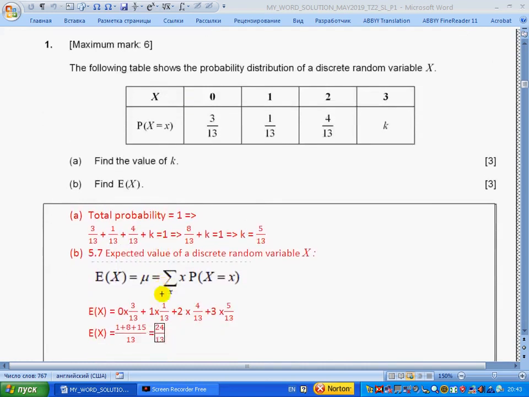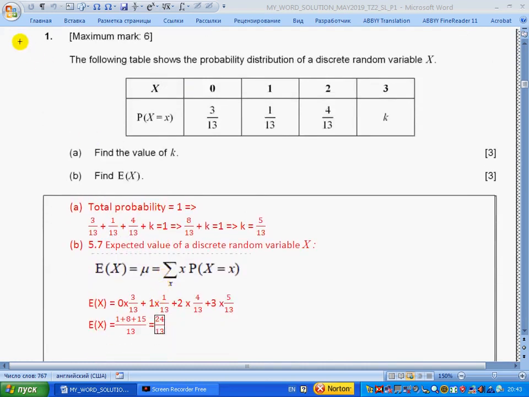Section A, question 1. The following table shows the probability distribution of a discrete random variable x. Value 0, 3/13; value 1, 1/13; value 2, 4/13; and value 3, k. Find the value of k. Total probability should always be 1, so we add all probabilities and it should be equal to 1. After adding the fractions, we get 8/13. 1 minus 8/13 gives us 5/13. So this is the first answer.